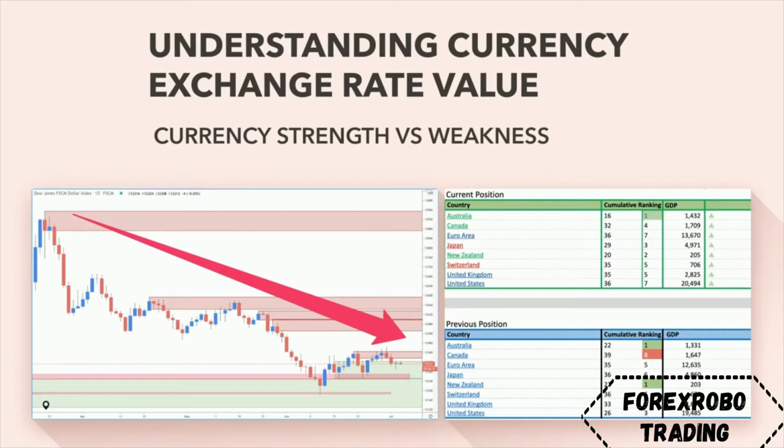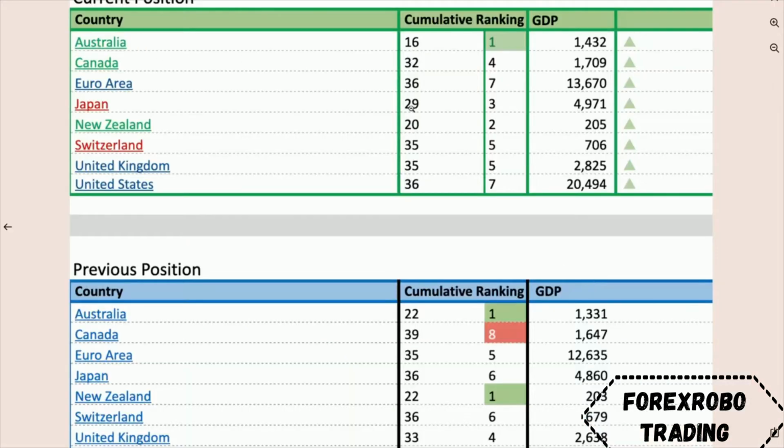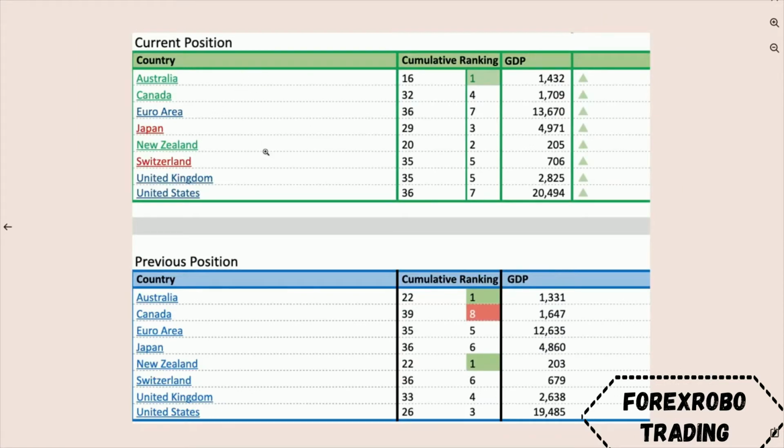And what we do is we rank the countries cumulatively. On the right hand side we have the spreadsheet, and we can see the current position at the moment, and we have the past position. In the current position, Australia is number 1, New Zealand is number 2, Japan is number 3, Canada is number 4, joint 5th is Switzerland and the United Kingdom, and joint 7th place is the Euro area and the United States.